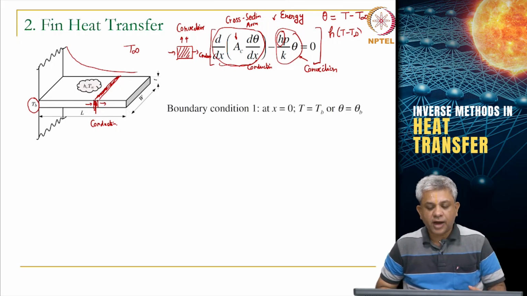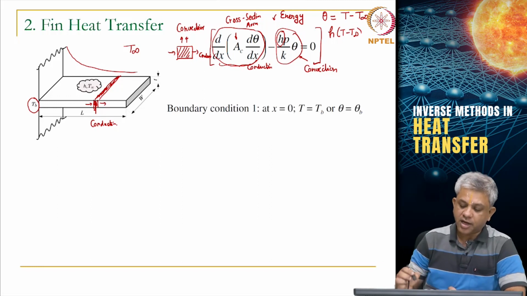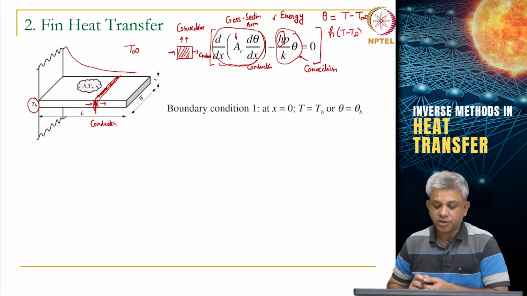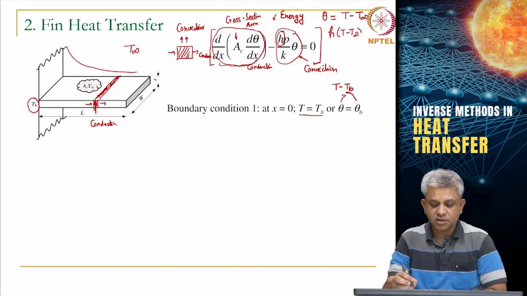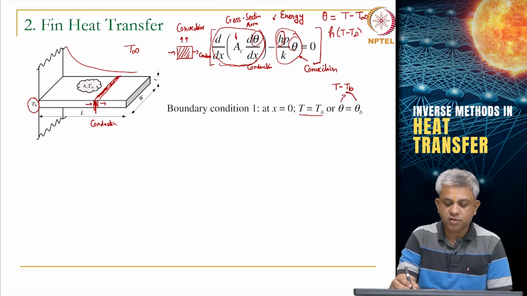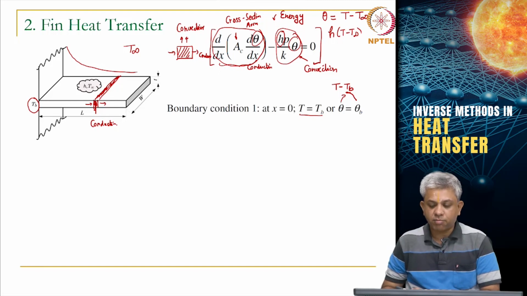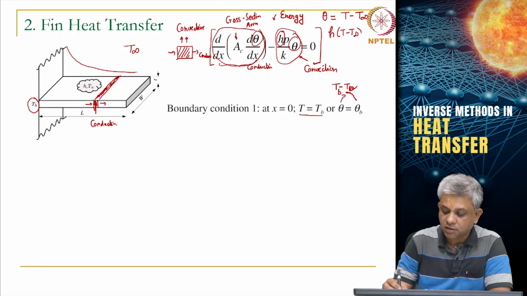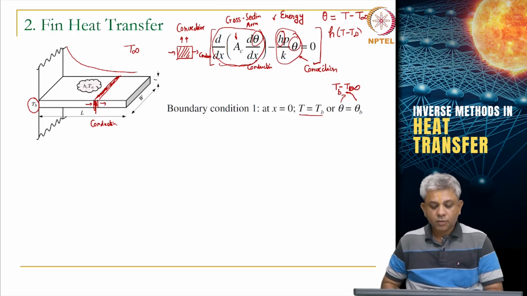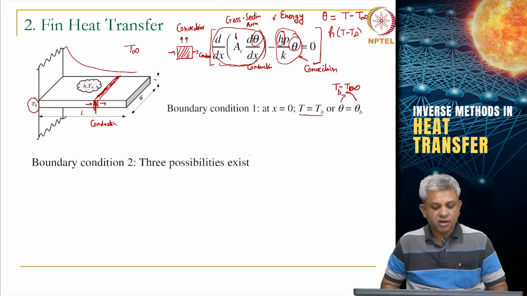Now once you have the differential equation, you obviously need the boundary conditions also. What are the boundary conditions? At the left end, let us say I am maintaining the temperature at T equal to Tb, or we can say that theta b is Tb minus T infinity. So either way, since this equation has been written in terms of theta rather than in terms of temperature, the boundary condition at the left is fixed.